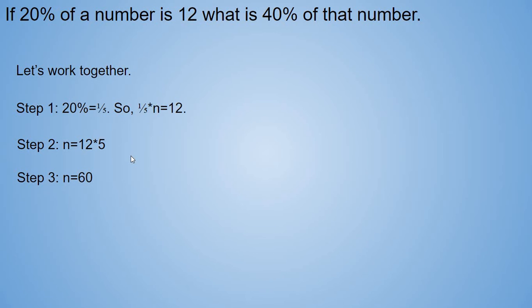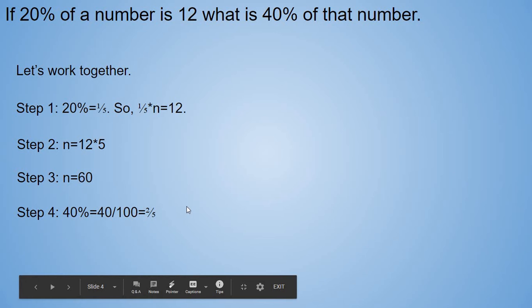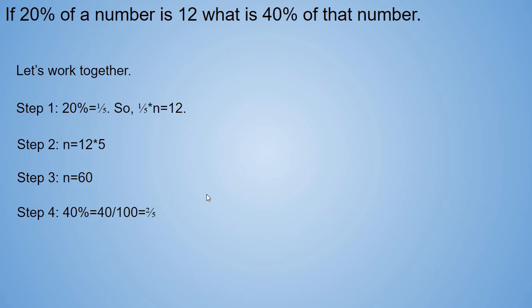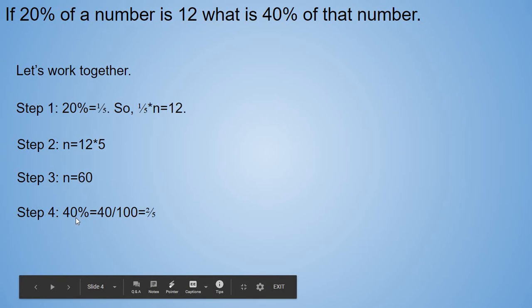So now we know what n is. We just have to multiply 12 and 5, which is 60. So n equals 60. Now they're asking what 40% of that number is. And 40% as a simplified fraction. Simplified fractions are way easier to work with than bigger fractions, just saying. 40% is 2/5 as a simplified fraction.